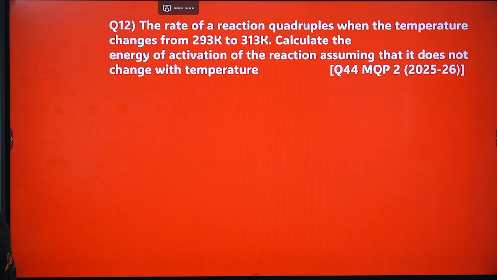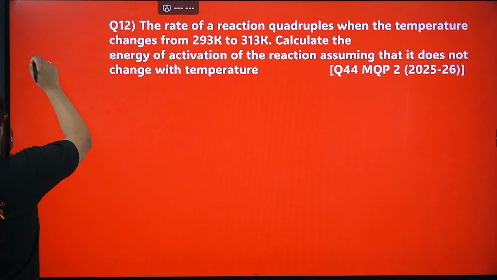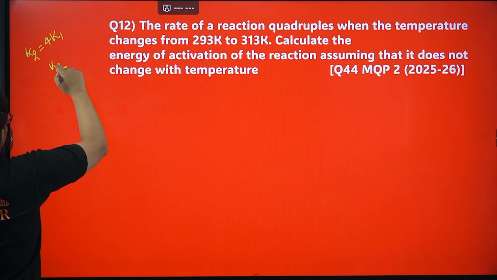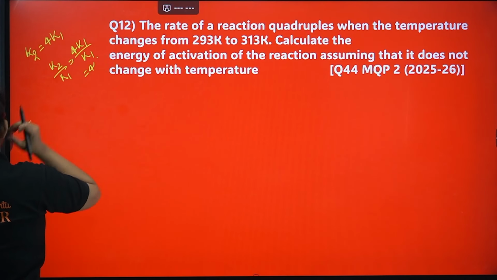The rate of a reaction quadruples when the temperature changes from 293 to 313 Kelvin. Calculate the energy of activation. Again we have to go ahead with the Arrhenius equation. We already did this type of problem. What they are saying is that K2 is 4 times K1. So K2 by K1, the ratio, should be 4 into K1 divided by K1, hence I am getting 4. That's what I will put there.